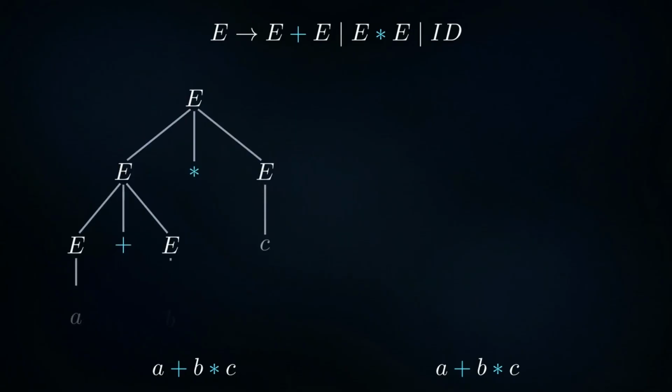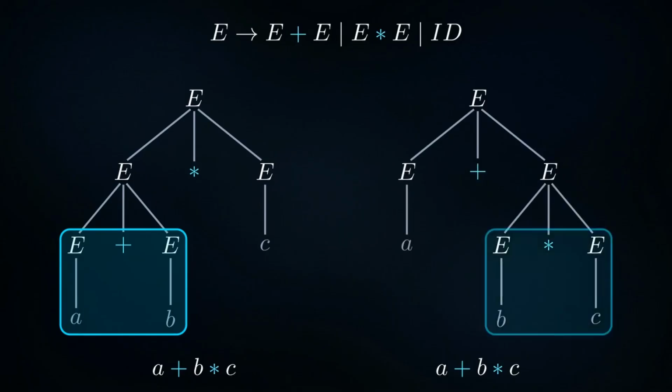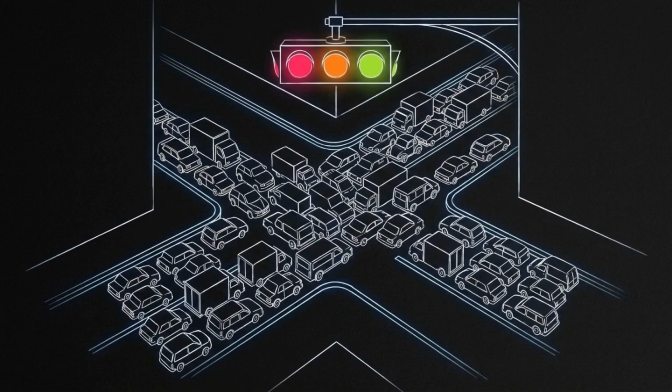Look at this context-free grammar. We'll feed it the string a plus b times c. We can build a parse tree grouping the addition operation at the bottom. But using the exact same rules, we build a completely different tree, calculating b times c first. We have one string, but two mathematically distinct parse trees.